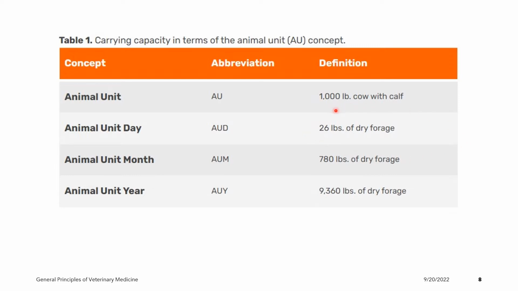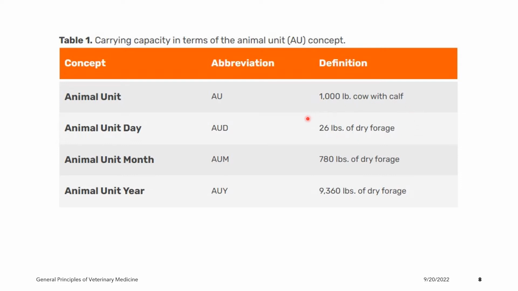Now, how do we get 25 pounds? In our example, we have here 26 pounds of dry forage. So how do we get this value? We just multiply the weight of the animal, that is the 1,000 pounds, which is equivalent to our animal unit, and multiply that with 2.5% or 0.025, and the result will be 25 pounds of dry forage. Now, that is the requirement of a 1,000 pound cow per day.